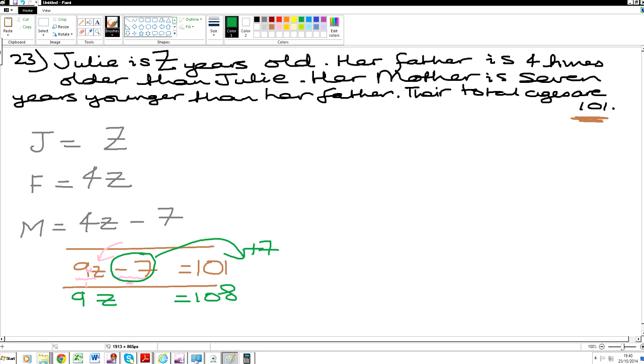Now, the 9, what is the 9 doing to the Z, Mr. Bilal? The 9 is multiplying. Opposite of multiplying by 9 is divide. So the Z gets copied down, is equal to 108 divided by 9, which gives us 12. So we can say quite comfortably that Julie is equal to 12.